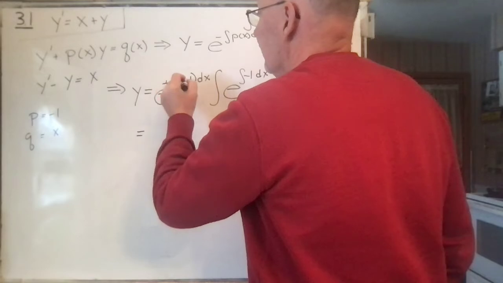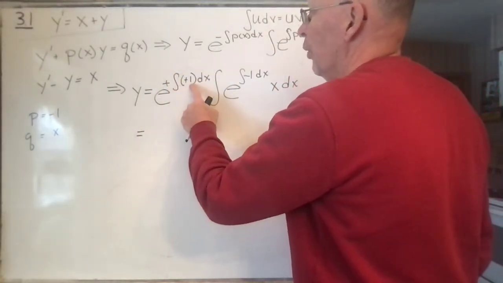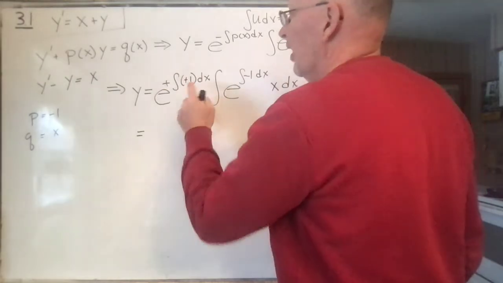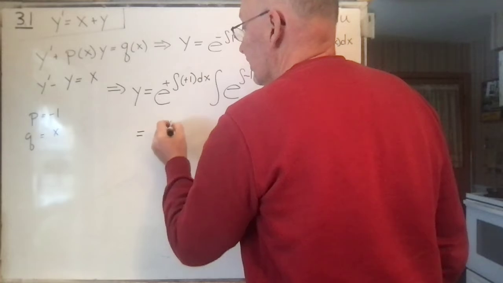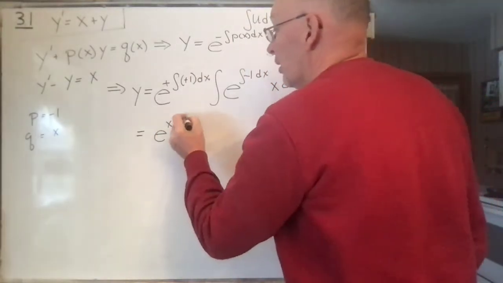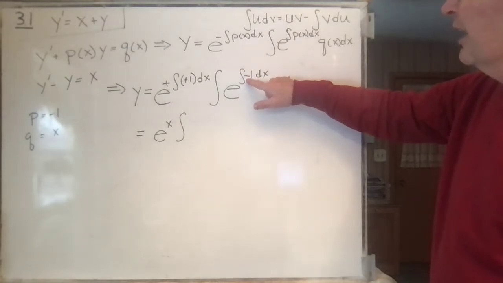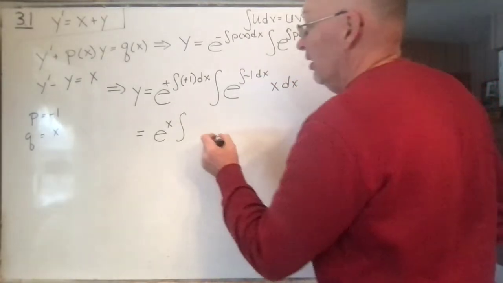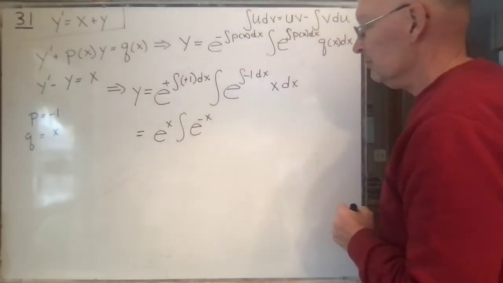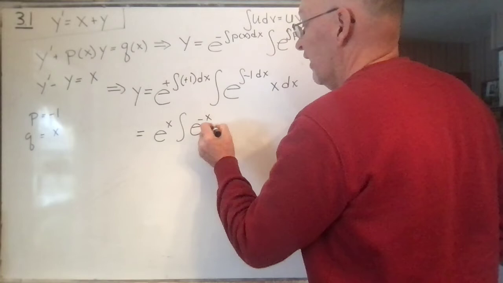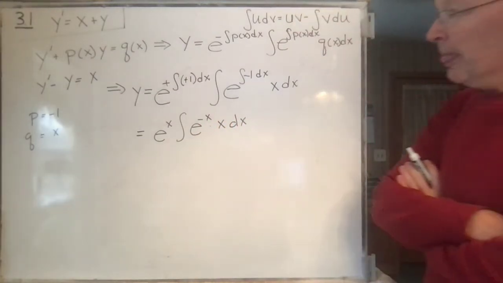A negative of a negative is just positive. And so this is the antiderivative of 1. The antiderivative of 1 is just x. So this is just going to become e to the x right there. That's e to the x. What do we have here? The antiderivative of -1 is just going to be -x. So this is just going to be e to the -x right there. And then I still have my x dx right there.